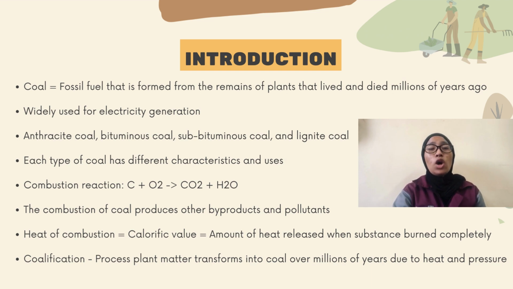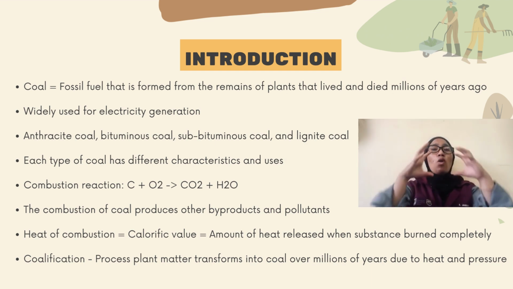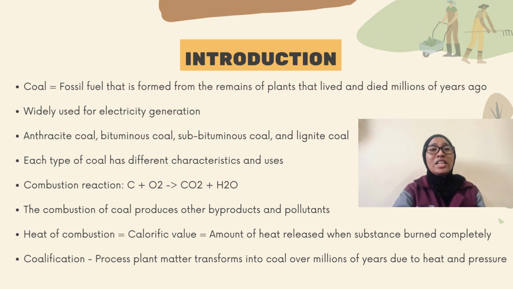Generally, as the rank of coal increases from lignite to anthracite, it has a higher energy density and burns more efficiently. The combustion of coal is a complex process involving various chemical reactions. The carbon in the coal reacts with oxygen to form carbon dioxide, while the hydrogen present in the coal combines with oxygen to form water vapor. This combustion process releases a significant amount of heat energy.